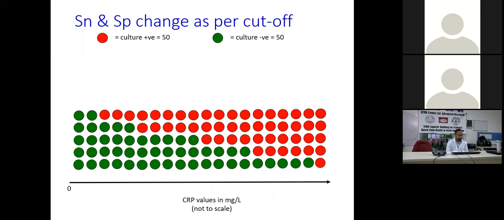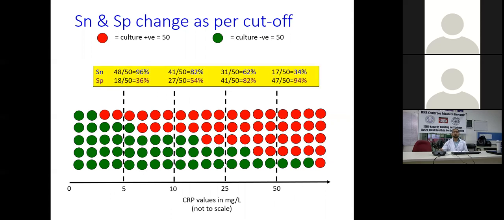So suppose this is my population and I've lined them up like this. They are 5 rows and 20 columns to make it 100 patients. Now, suppose I have the choice of CRP cutoffs at 5 milligrams per liter, 10 milligrams per liter, 25 and 50 milligrams per liter.